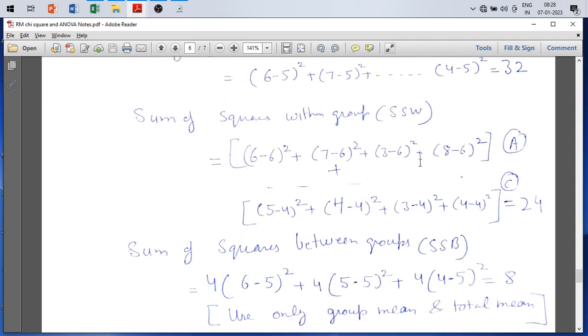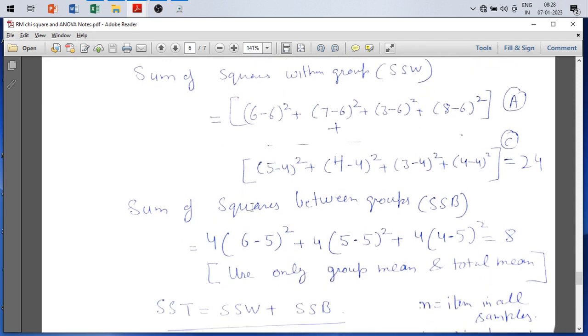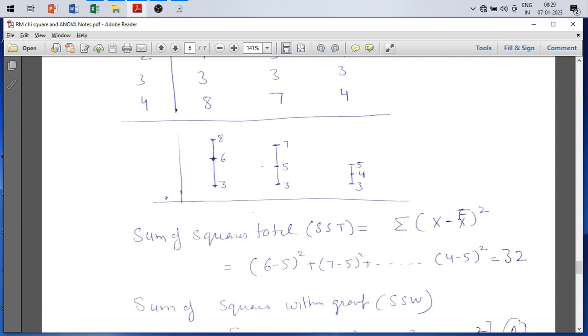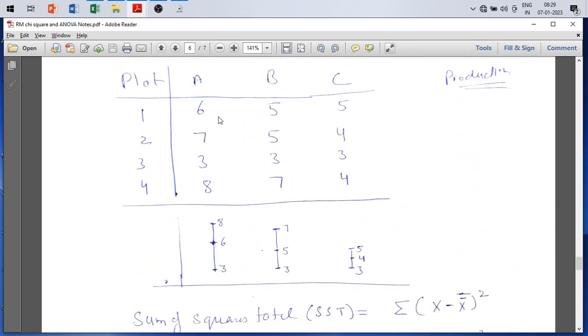And another sum of square is calculated, that is called sum of squares between groups. Okay, it is abbreviated as SSB, sum of squares between groups. And while calculating this, we look at the group mean and the total mean. Okay, for example, the group mean for this group is 6, and the total mean, the mean of the entire data, we calculated that previously, that was 5.